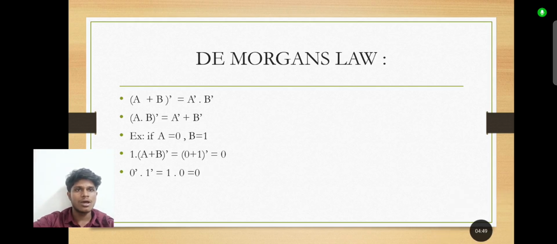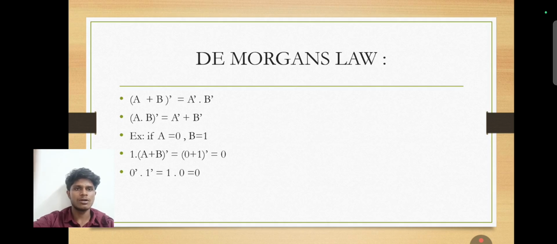De Morgan's law is a very important law in Boolean algebra and set theory. It states how negation interacts with the AND and OR operators. (A plus b) whole complement equals a complement into b complement. (A into b) whole complement equals a complement plus b complement.